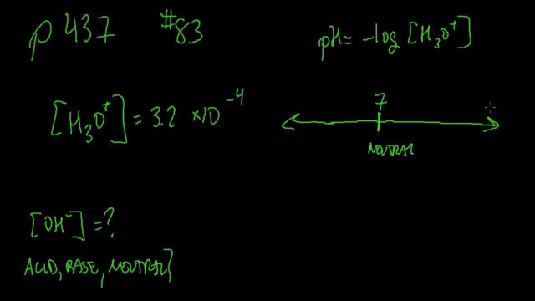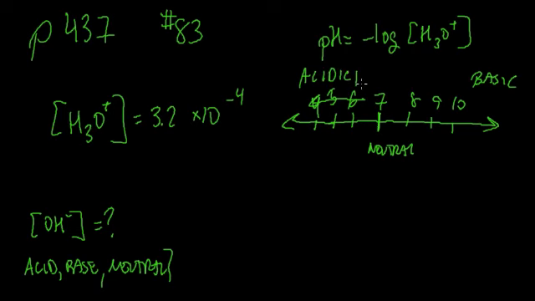If you go above 7, 8, 9, 10, this area here is basic. If you go below 7, so 6, 5, 4, that side's acidic. So if you have a pH less than 7, you have an acidic solution. If you have a pH greater than 7, it's a basic solution. Sometimes in books you'll see that the scale goes from 0 to 14. This is not really the case. You could have negative pHs and you can have pHs higher than 14. They're not very common, but it does happen.